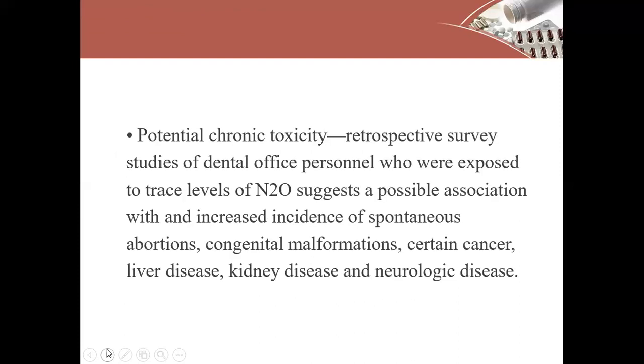And one of the major disadvantages is the potential chronic toxicity. Retrospective survey studies of dental office persons who were exposed to trace levels of nitrous oxide suggest a possible association with an increased incidence of spontaneous abortion, congenital malformations, certain cancers, liver diseases, kidney disease, and neurological diseases. This is basically chronic toxicity, where you are continuously exposed to such gases, which obviously will have a side effect.